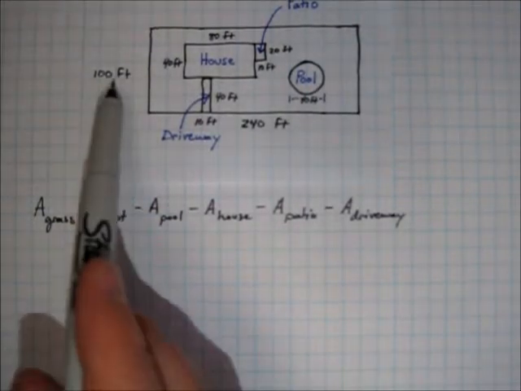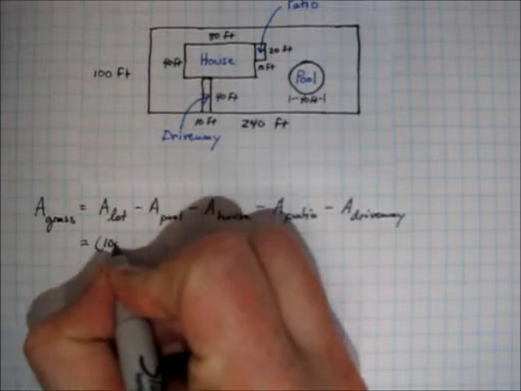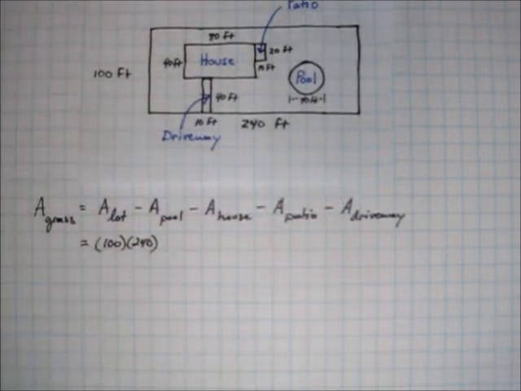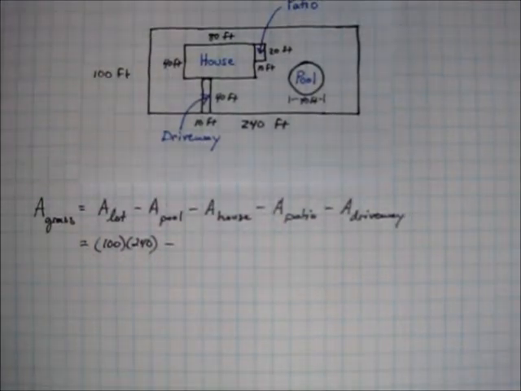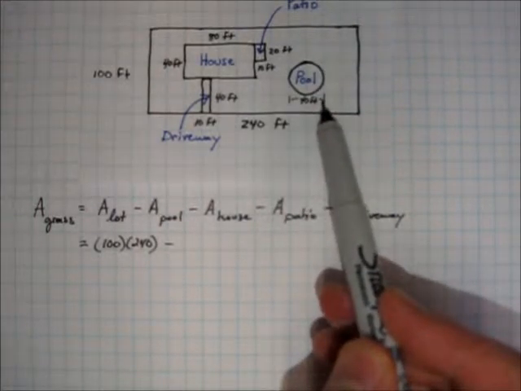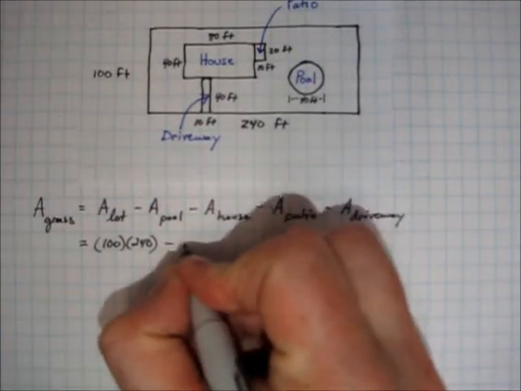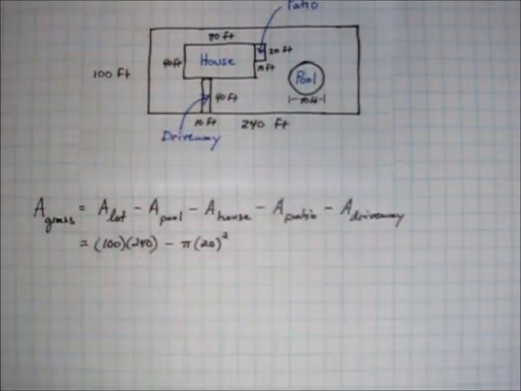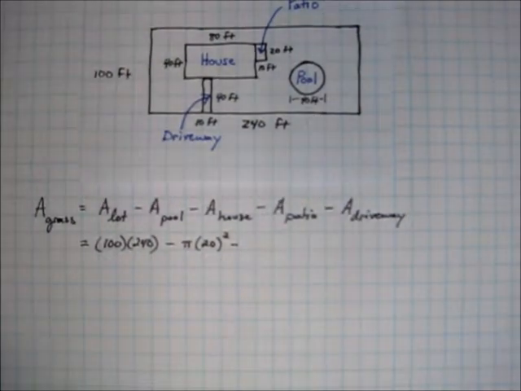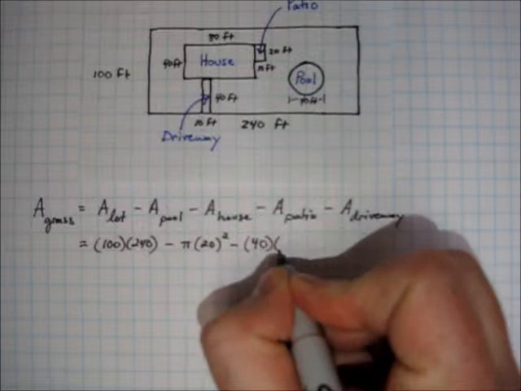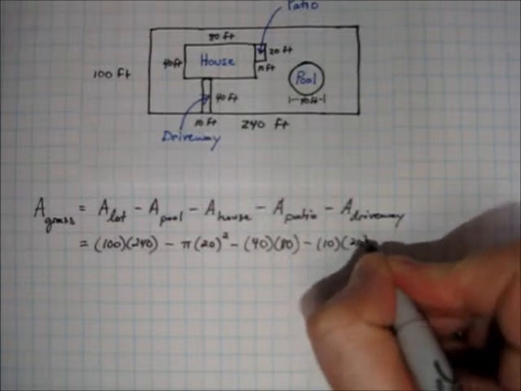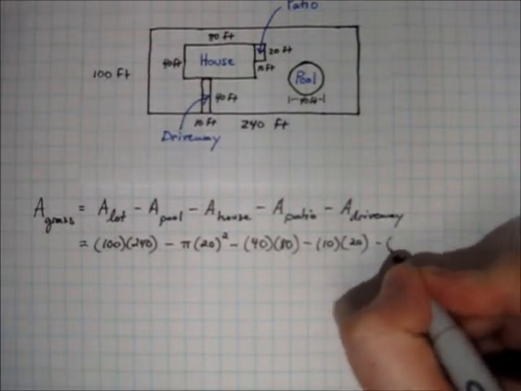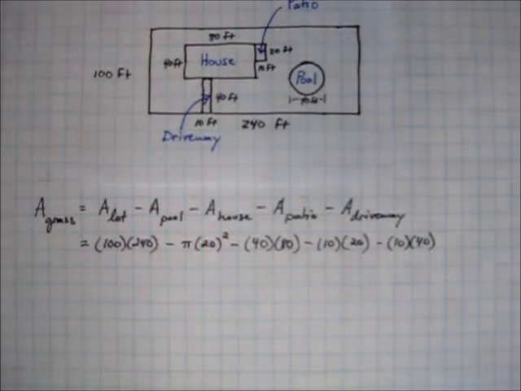So the lot is just a 100 by 240 foot rectangle, so 100 times 240, it's length times width, minus the area of the pool. The pool is a circle, and the formula for the area of a circle is pi times the radius squared. Well, we know the diameter is 40 feet, so the radius is 20 feet, so the area of the pool is going to be given by pi times 20 squared, minus the area of the house, which is a rectangle, 40 by 80, minus the area of the patio, also a rectangle, 10 by 20, and minus the area of the driveway, a rectangle that's 10 by 40.